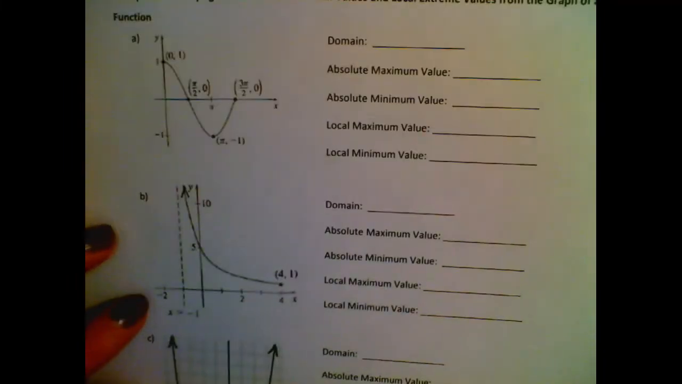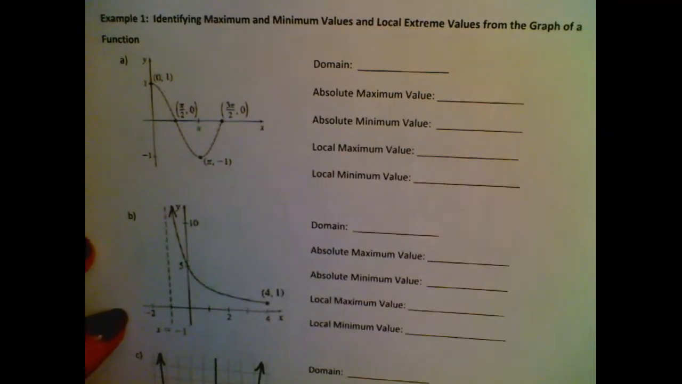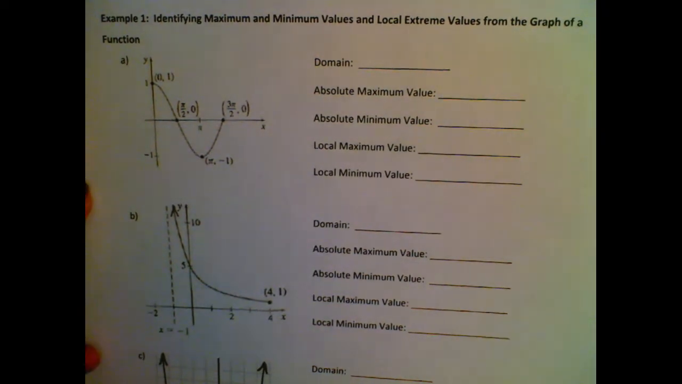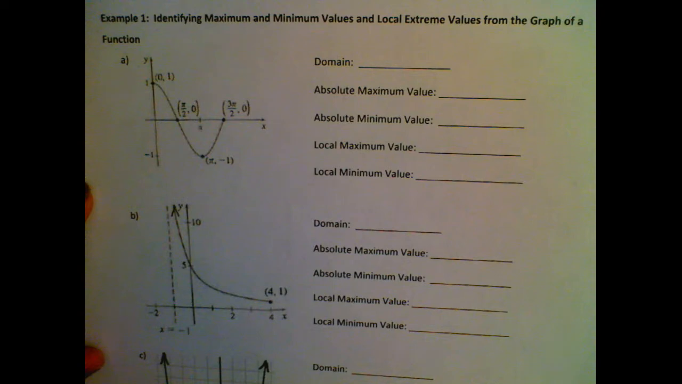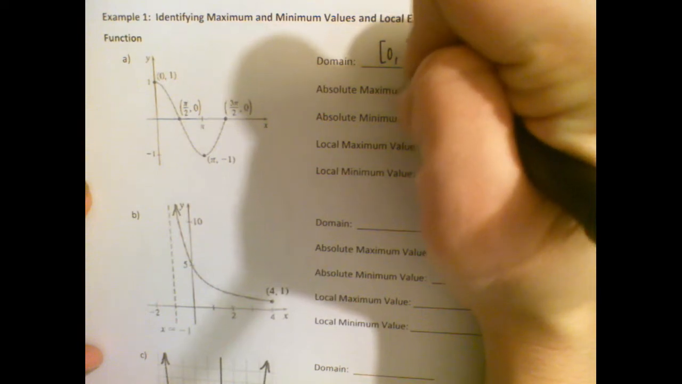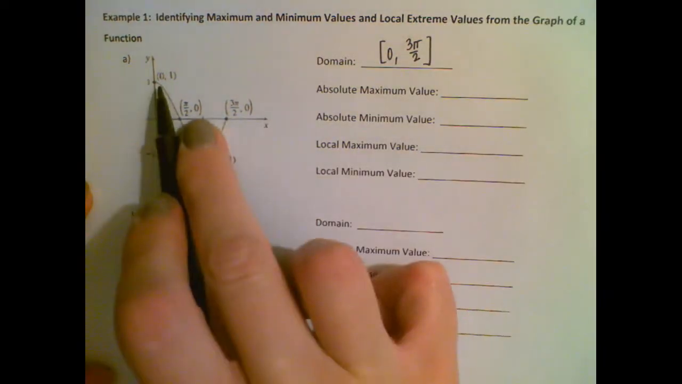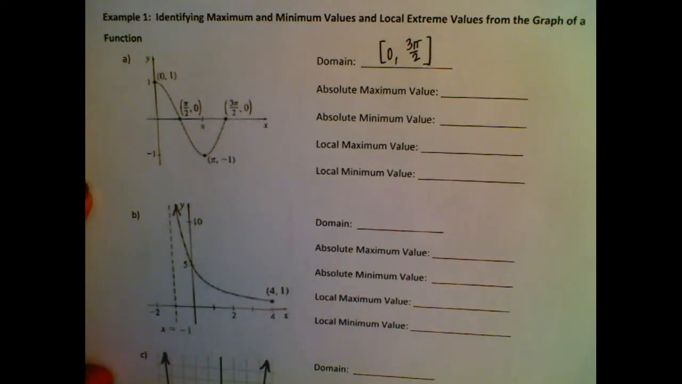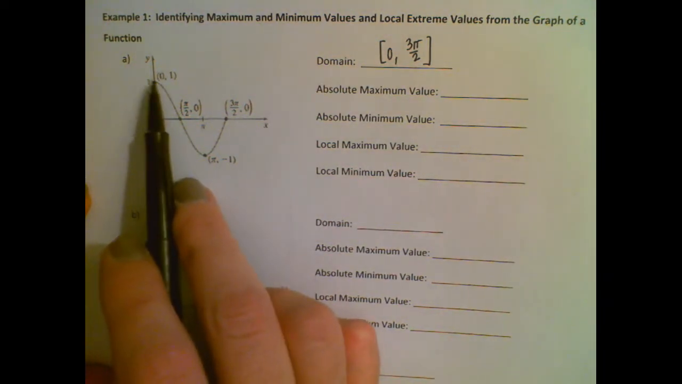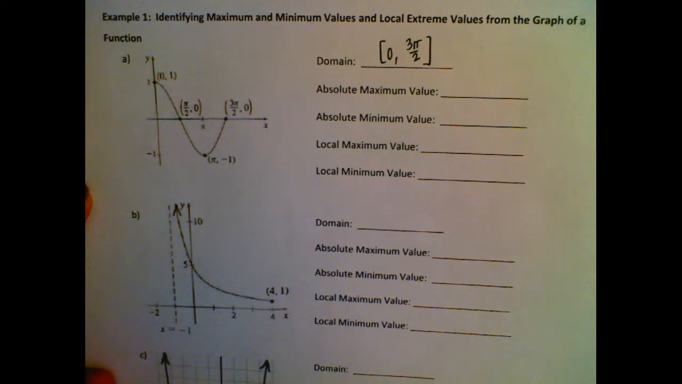So I just want to go through a couple of examples of identifying what these maximum and minimum values are looking at a graph. So we're going to talk about the domain of this function. So the x values that we are covering for this function would be from 0 to 3 pi over 2, inclusive, because these are both filled in points. My absolute maximum value would be this highest point up here. I can make it an absolute because it's on an endpoint.